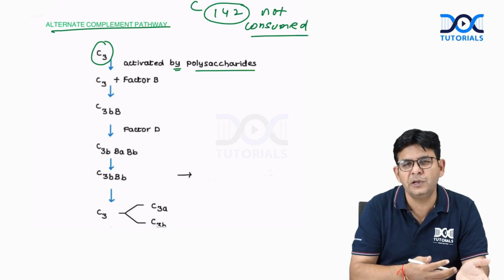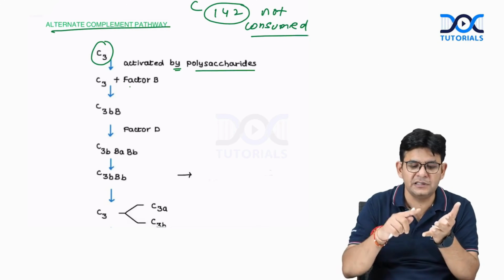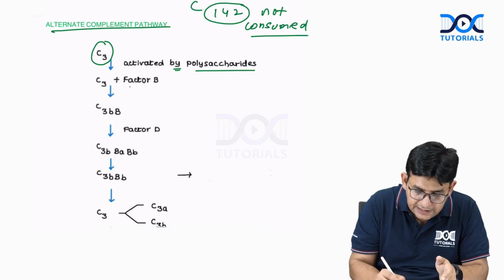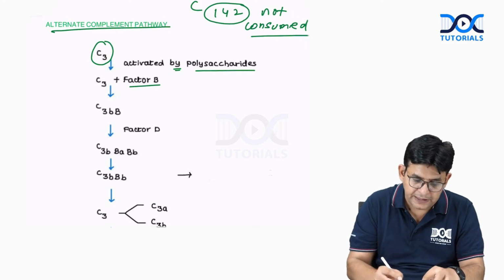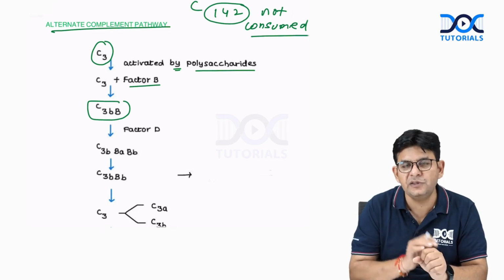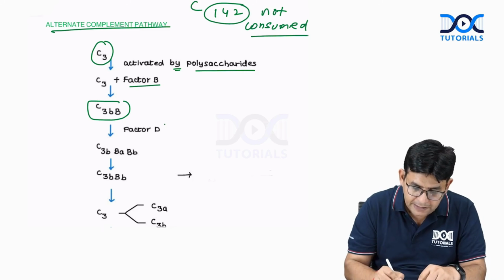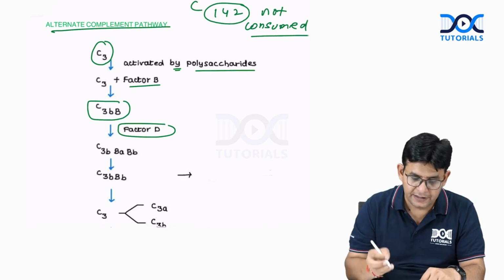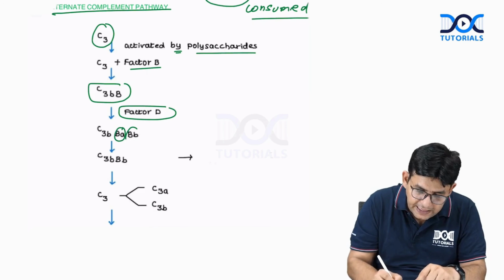I just told you all those activators: endotoxin, zymosan, nephritic factors. These all are what? Activators. Then factor B comes into action, and what is produced is C3b, capital B. And this capital B is divided by which particular factor? Factor D. D, remember, divide. Divides into what? Ba and Bb.